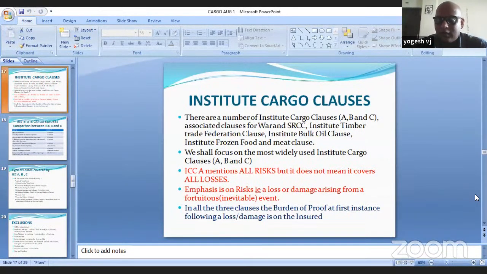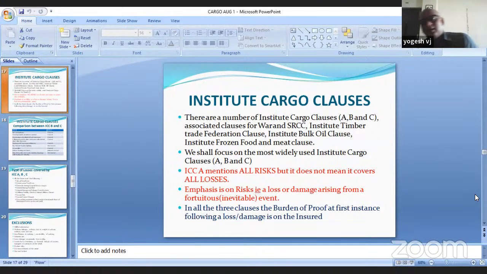So ICC A is an all risk clause. That means it does not cover all losses. It is an all risk clause, but that does not mean it covers all losses. What if you willfully go and perform a misconduct over there? You willfully pick up the goods and just throw it. The ship is not sinking, but you just pick it up and for the fun of it you throw it. This kind of loss will not be covered. War is not covered under ICC A. Any losses occurring because of any act of war are not covered in ICC A. For that, you have to take war and SRCC separately.